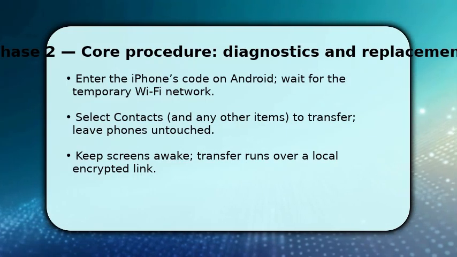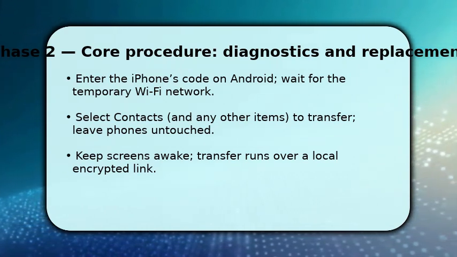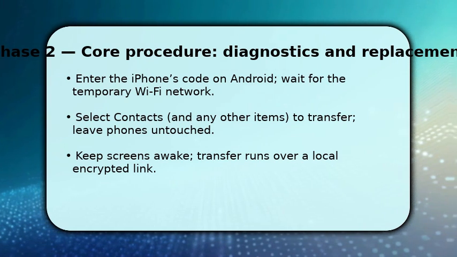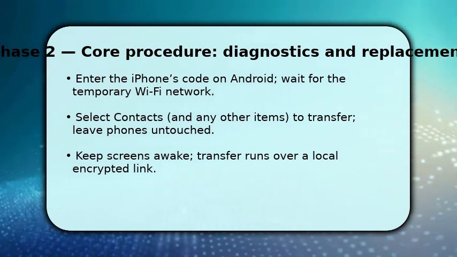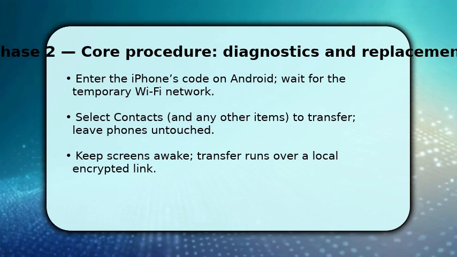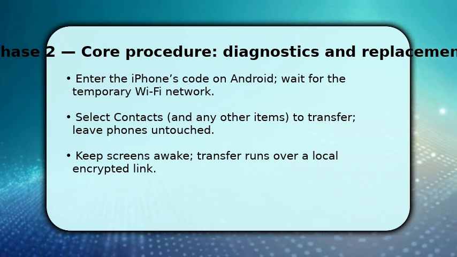Once you enter the iPhone code on Android, the devices establish a private, encrypted Wi-Fi link so your data never travels through the internet. On Android, choose contacts from the list, also pick messages or photos if needed, but focus on contacts for now. Tap Continue and let the transfer run.